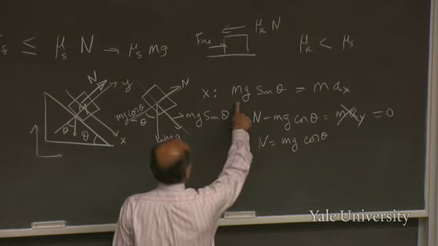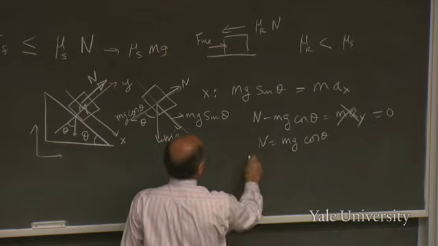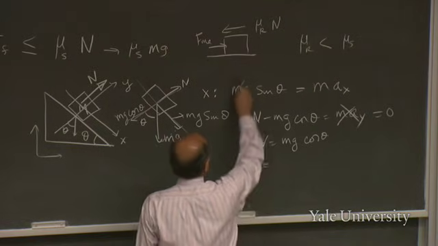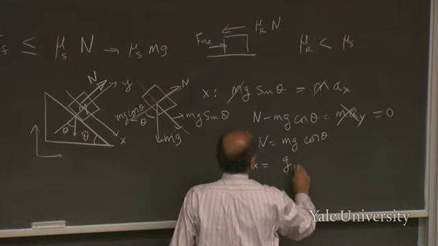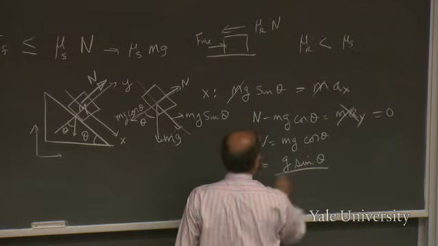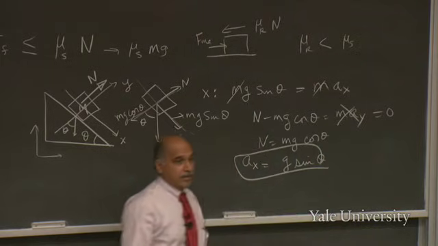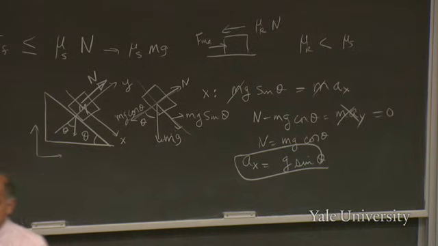Okay, then you come to this fella here. There we found out that ax, you cancel the m, and you find is equal to g sine theta. So that's the big result. It'll slide down the hill with an acceleration g sine theta.